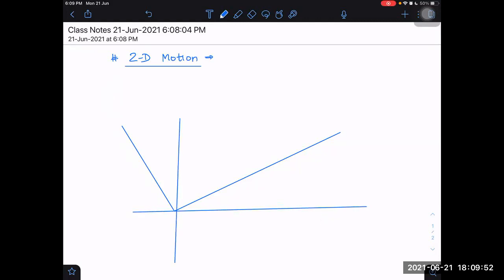Sir, in 2D motion, we are not taking two axes. No, usually in books they take two axes only. That is a common approach, but I don't want to do that. I want to take four axes. I will tell you why. You will understand the reason. More clarity will be there if I take four axes. H and V. I will write horizontal and vertical as H and V.